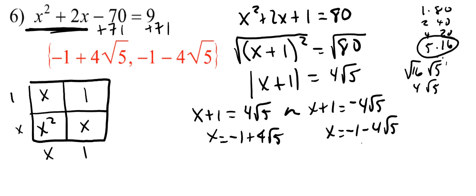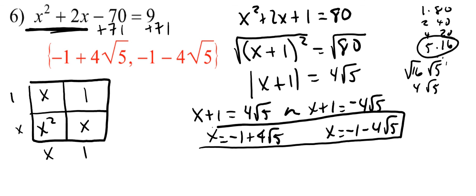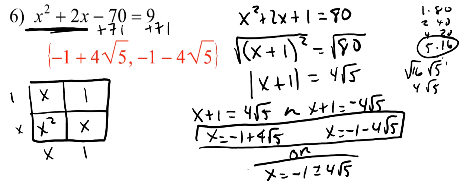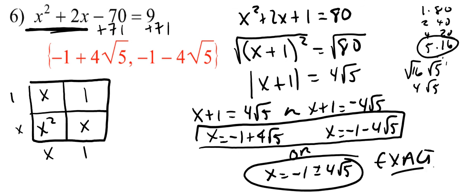So then you could leave your answers this way, right? Or you could say x equals negative 1 plus or minus 4 root 5. Either answer is acceptable, and these answers are in exact form, which is what I asked for.